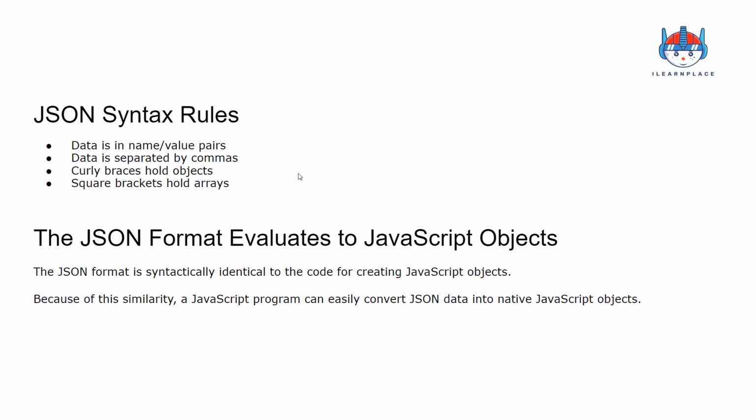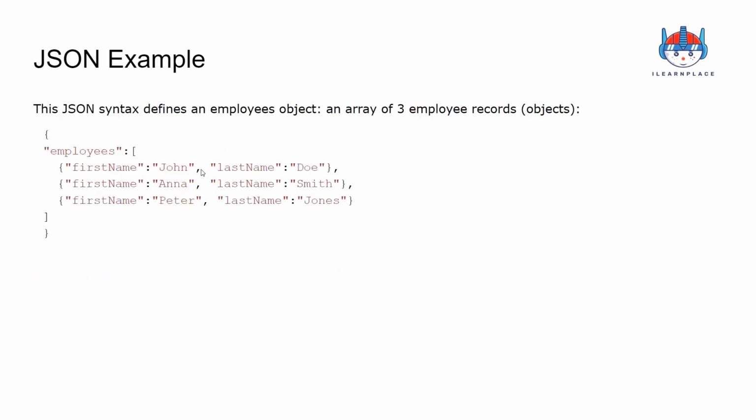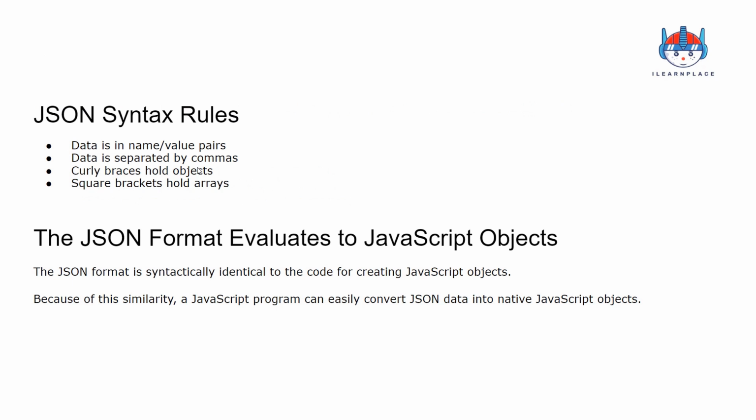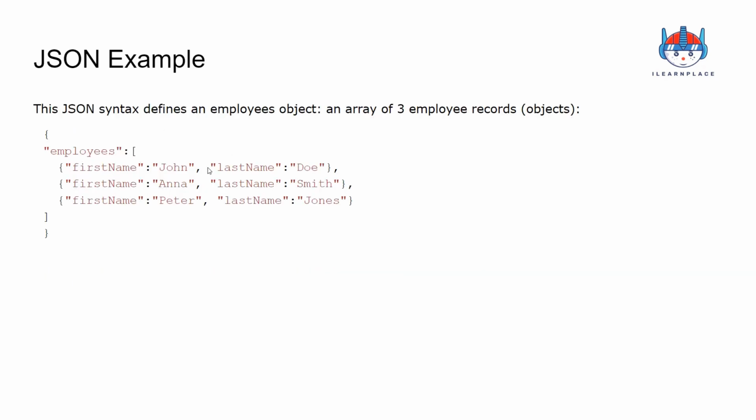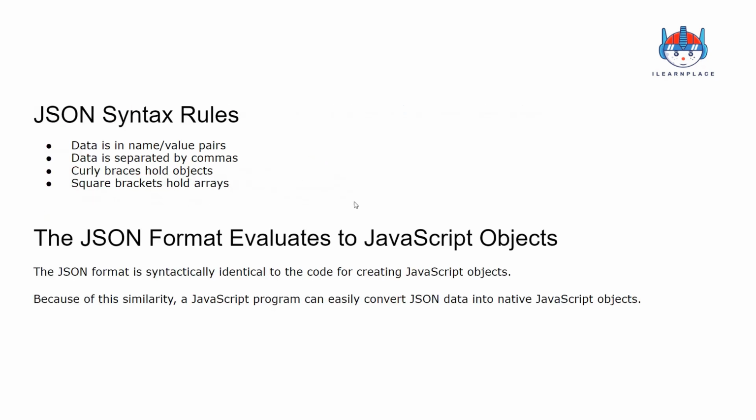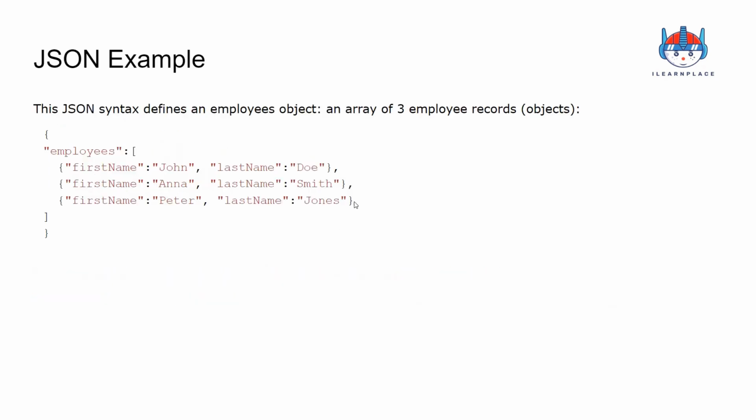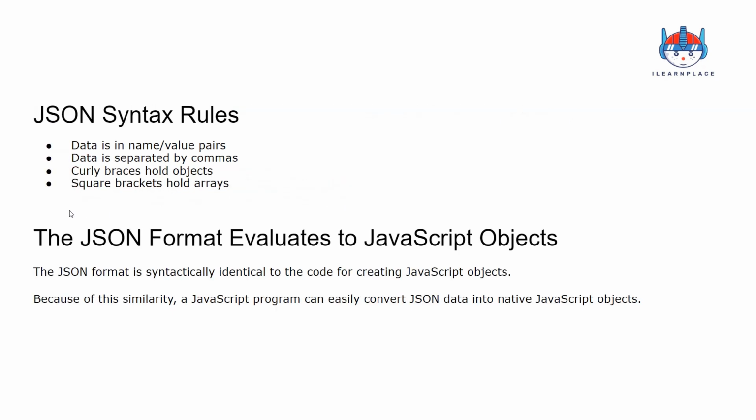And what are the JSON rules? So JSON rules: data is in name and value pairs. Data is separated by commas, and curly braces hold objects, and square brackets hold arrays. So these are the JSON syntax rules.